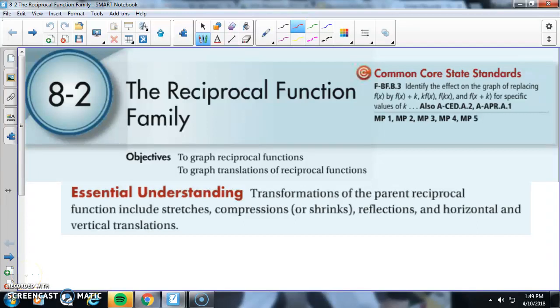Hey guys, today we're going to do 8.2, the reciprocal function family. Our objectives will be to graph reciprocal functions and to graph translations of reciprocal functions. Transformations of the parent reciprocal function include stretches, compressions or shrinks, reflections, and horizontal and vertical translations.